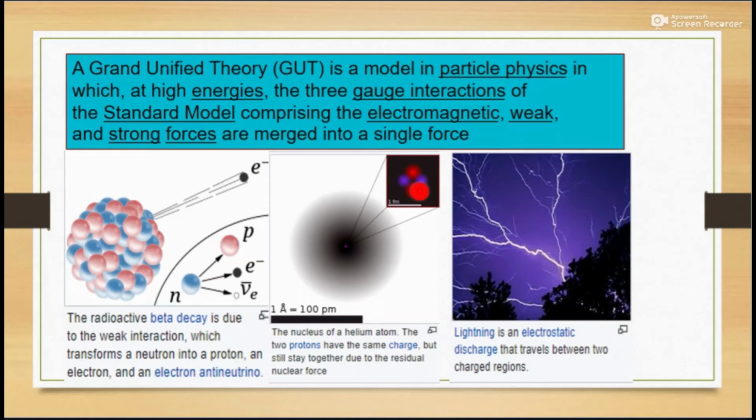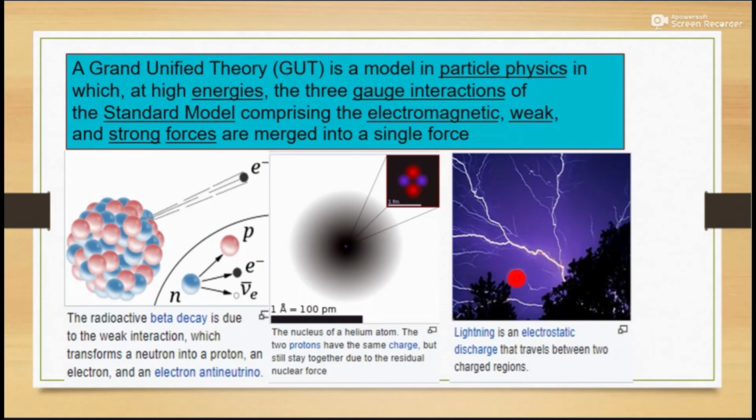You can see why 2 protons are attached to each other: due to strong forces. Protons have positive charges. When you try at home to bring 2 magnets close to each other with the same sides, you can feel the repulsion between them. Now these charges, the attraction and repulsion, combine in the atoms due to the strong forces between them. These strong forces hold the nucleus of the helium atom. The 2 protons have the same charges but still stay together due to the residual nuclear forces. This is a strong force.